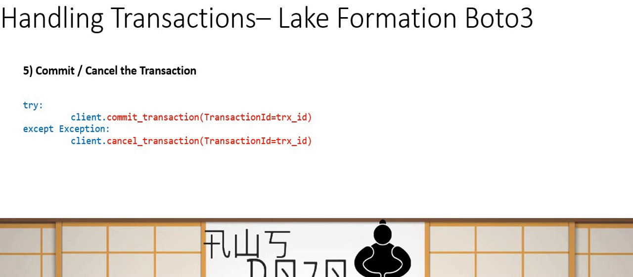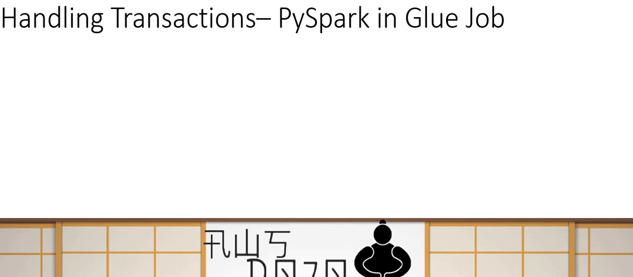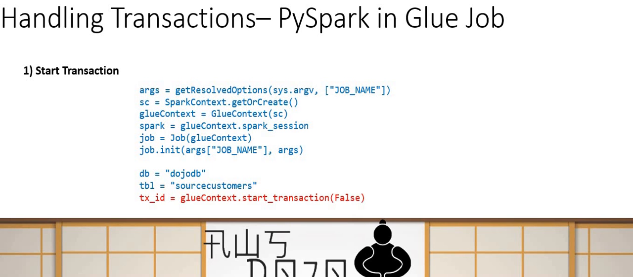So let's move on to the next part, which is, if I'm trying to do the similar thing that I did right now using a PySpark based Glue job, how does that work? Now it works in a similar way. Like a typical Glue job, here I'm starting a typical Glue job. I'm getting my arguments, I'm creating my Spark context, and I'm creating my Glue context.